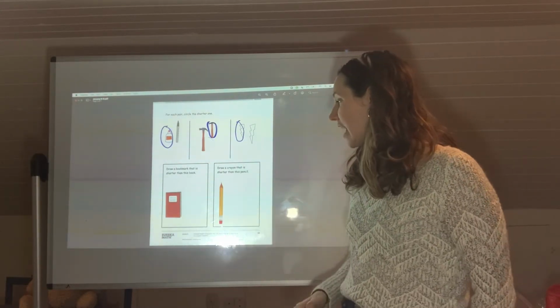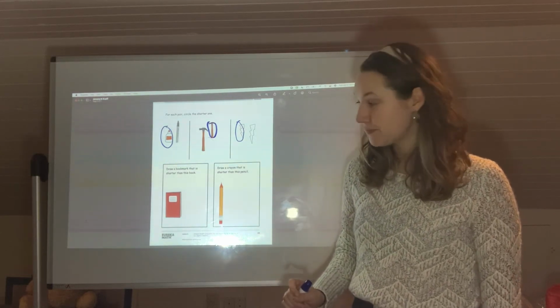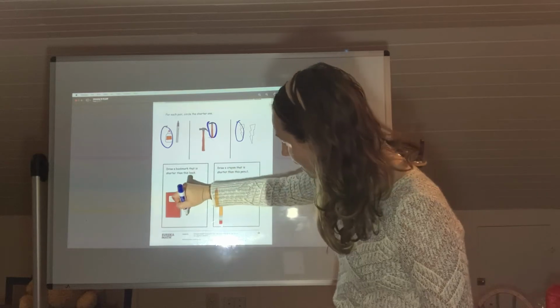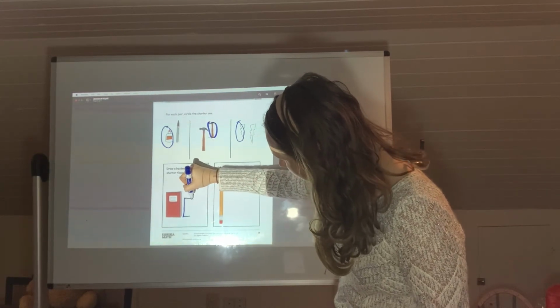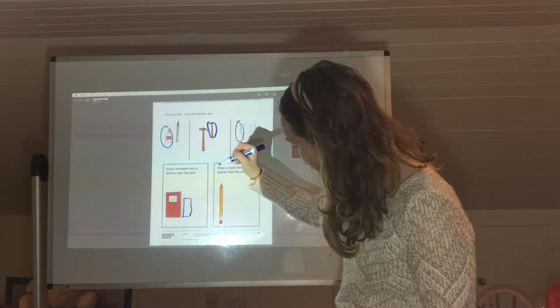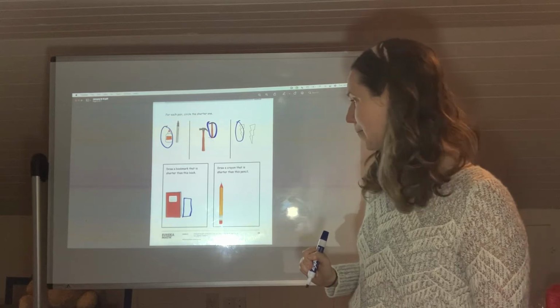The first one says, draw a bookmark that is shorter than this book. So I'm going to start at the same endpoint here. I'm going to draw a little bookmark, but it's not going to go up as high or as tall as my book. So it is shorter than my book when we compare them.